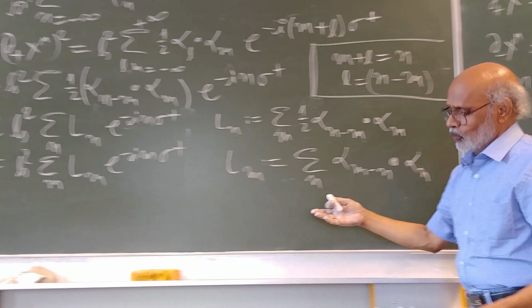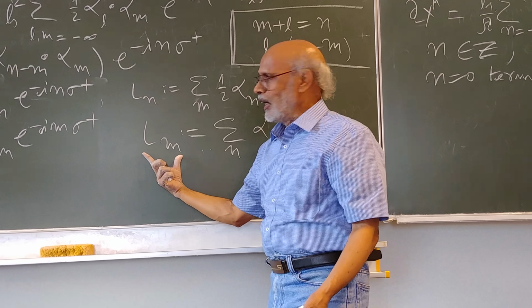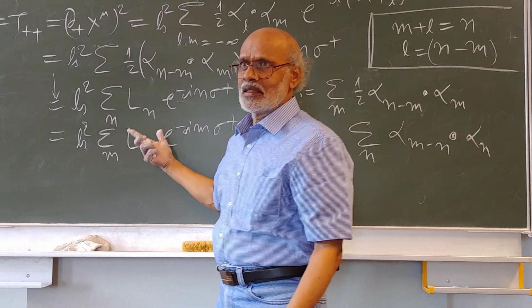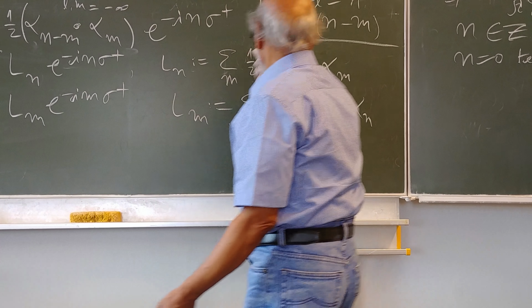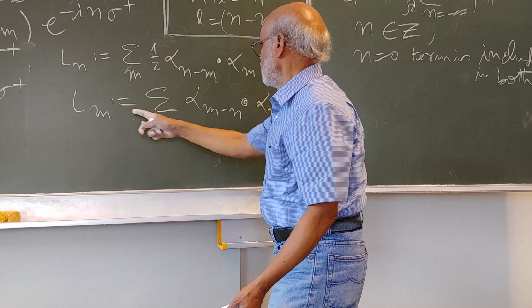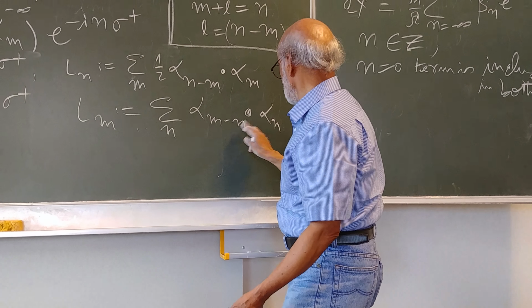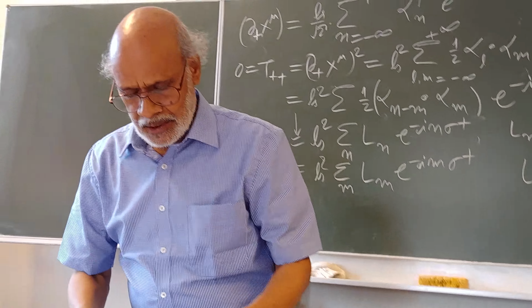I have somehow, while writing my notes, decided to work with L m, and therefore I have just rewritten the same expression. Instead of n, I have written the same expression in terms of m, but they are equivalent, right? Here you have summation over m, here you have summation over n, so this m index is free. Okay, just equivalent.